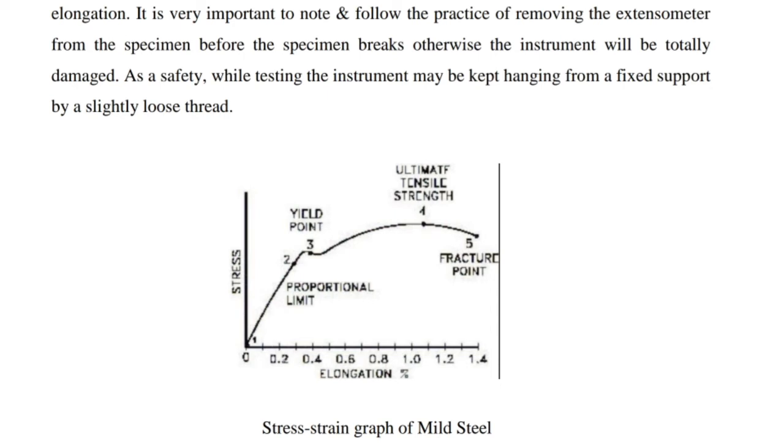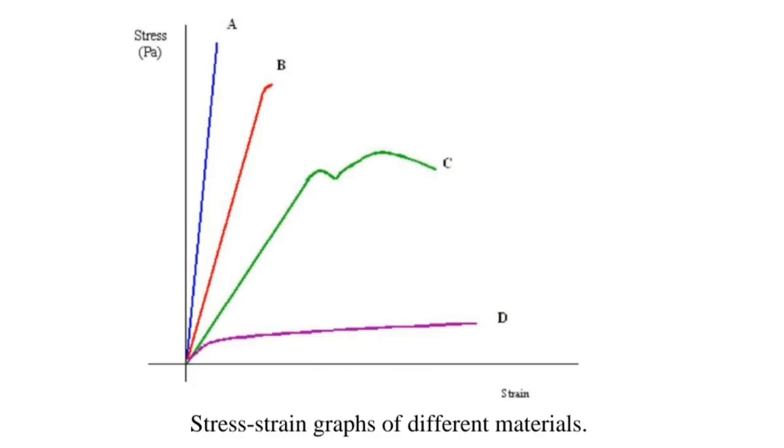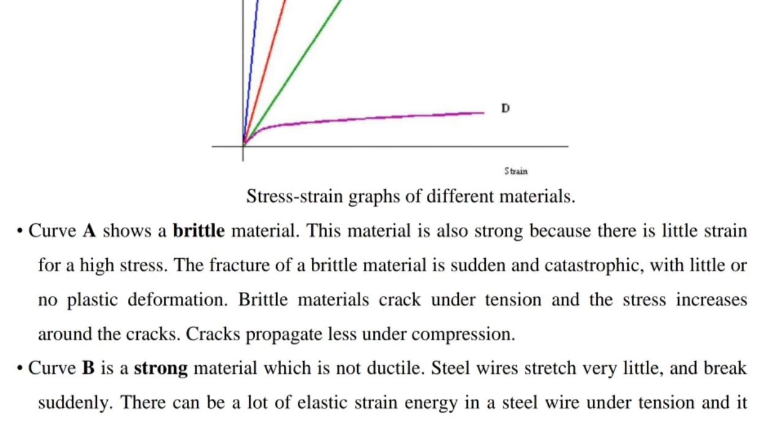Figure shows you the stress-strain graph of mild steel. This figure shows you the stress-strain graph of different materials. Curve A shows a brittle material. This material is also strong because there is little strain for high stress. The fracture of a brittle material is sudden and catastrophic with little or no plastic deformation. Brittle materials crack under tension, and the stress increases around the cracks. Cracks propagate less under compression.